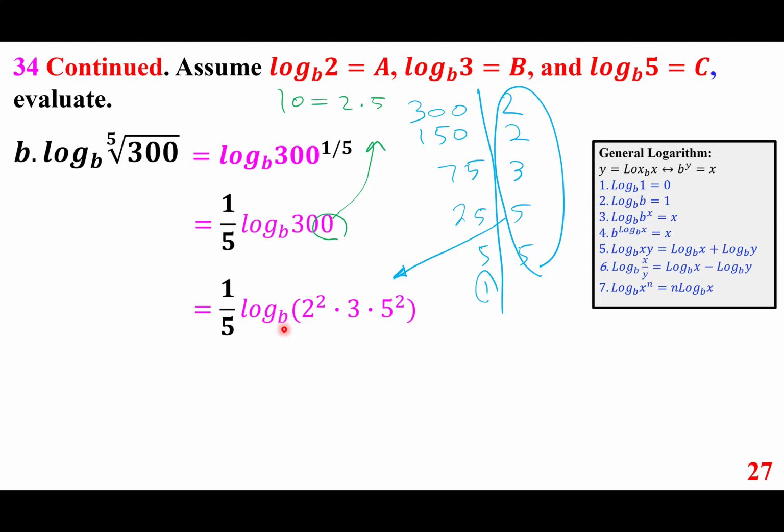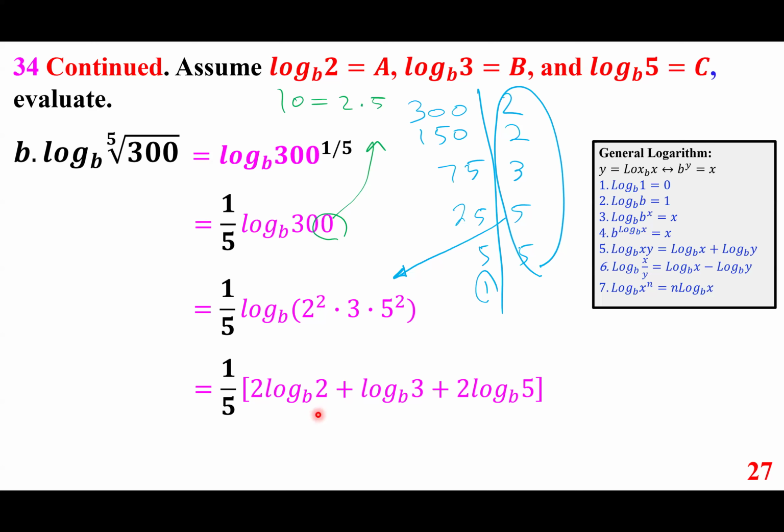First of all, this is log base b of 2 squared plus log base b of 3 plus log base b of 5 squared. Then this 2 sits in front for this one. 3 doesn't have anything. 5 has this. So I'm assuming by now you can do this in one shot. If you can't do it in one shot, take more steps.